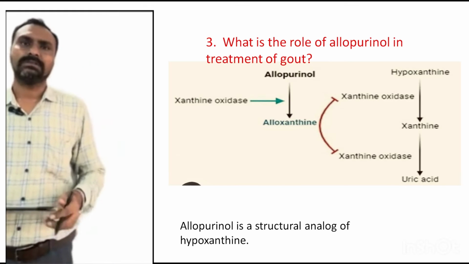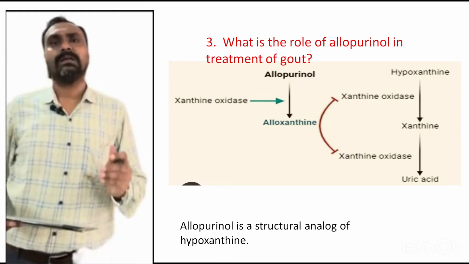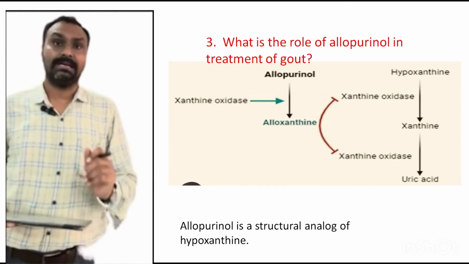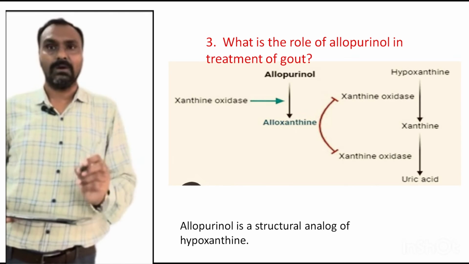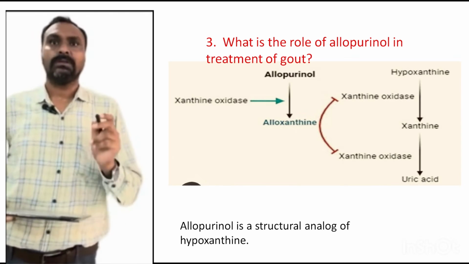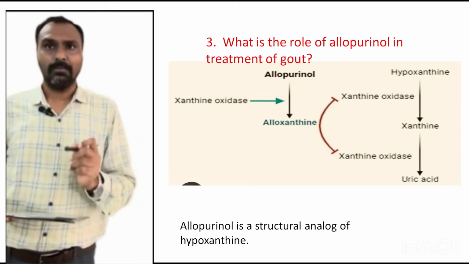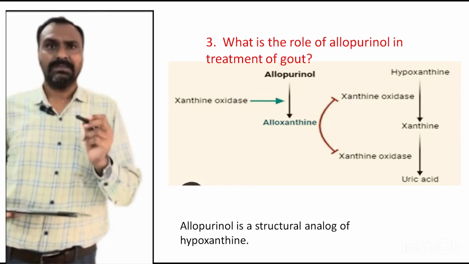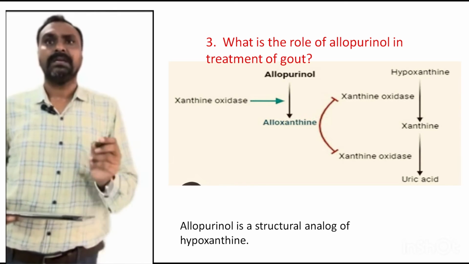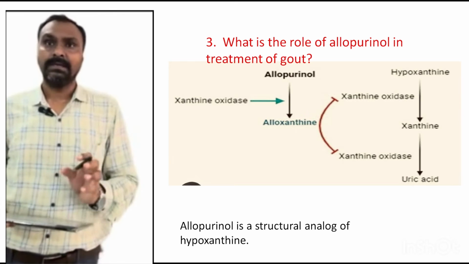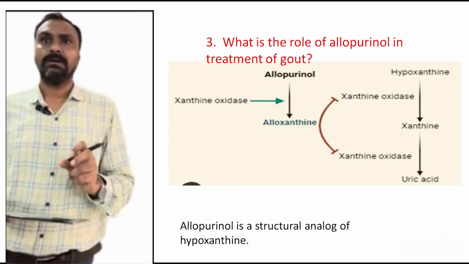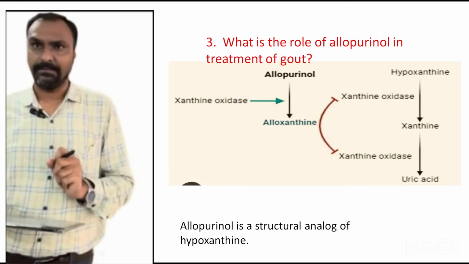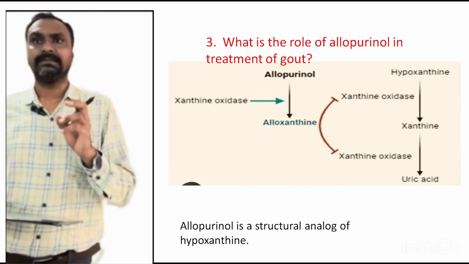Now, coming to the third question, that is, what is the role of allopurinol in the treatment of gout? Now, this allopurinol is a structural analog of hypoxanthine. So what will happen? This allopurinol, with the help of xanthine oxidase enzyme, is converted to alloxanthine. Now, this alloxanthine is a strong inhibitor of xanthine oxidase enzyme. So, it will inhibit the xanthine oxidase enzyme.